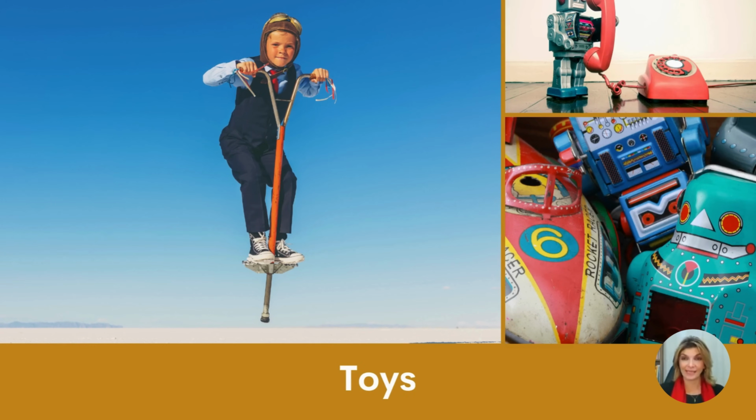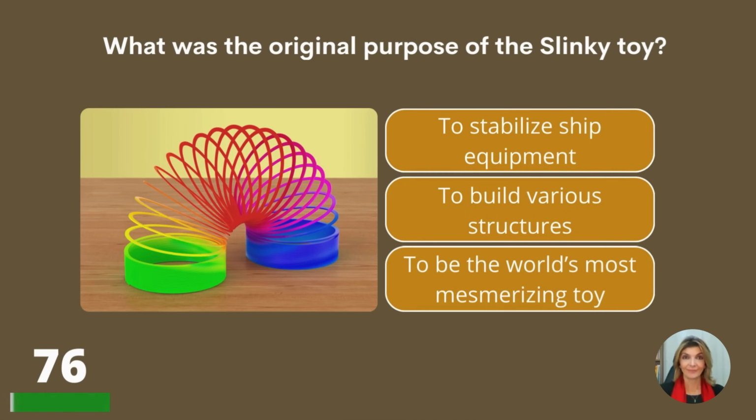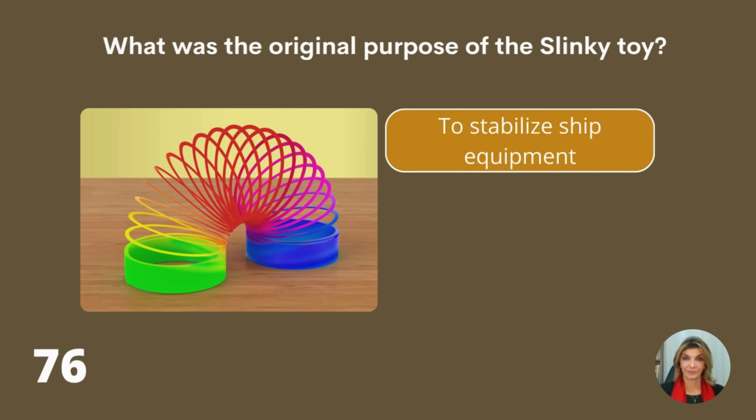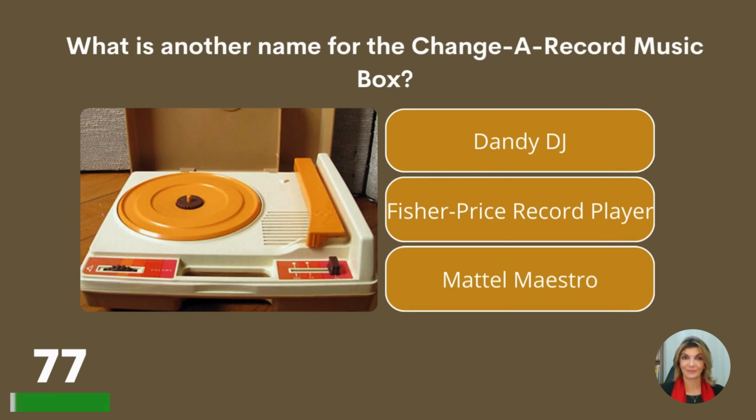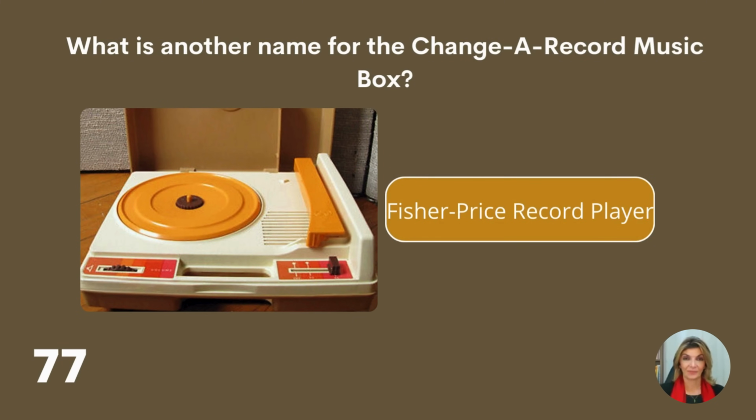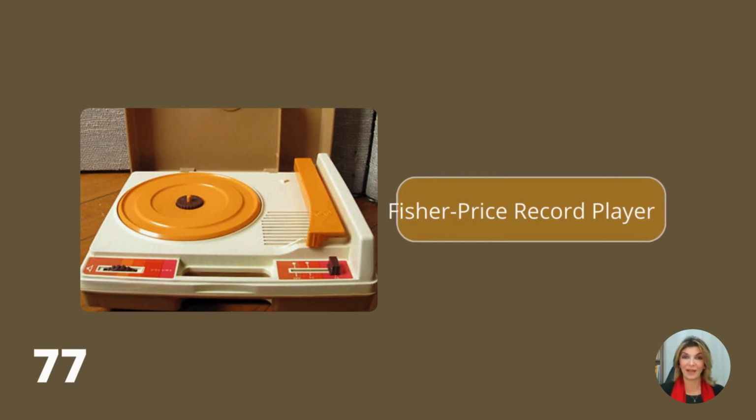Let's move on to toys. What was the original purpose of the Slinky toy? To stabilize ship equipment, to build various structures, or to be the world's most mesmerizing toy? To stabilize ship equipment. What is another name for the change a record music box? Dandy DJ, Fisher Price record player, or Mattel Maestro? Fisher Price record player.